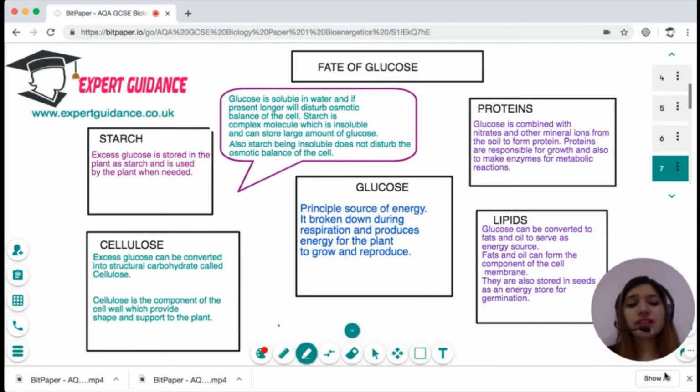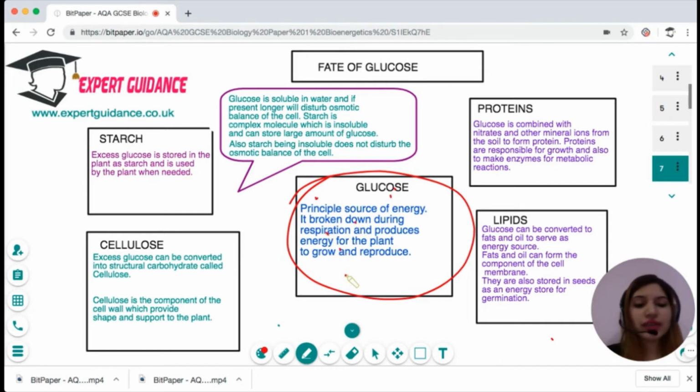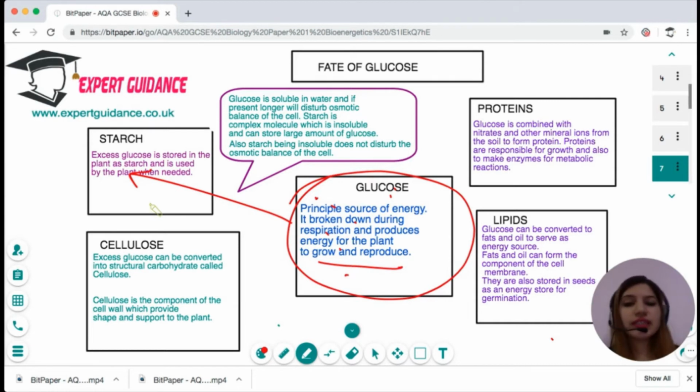Now the question is, the glucose that is made in photosynthesis, what happens to that glucose? What is the fate of this glucose? Now this is the slide that summarizes the different ways in which the glucose is used up. The first basic way is it's the fuel for the cells. It's the fuel for the living organism. So this glucose is broken down during respiration and gives energy to the plant to carry out its daily activities, grow and reproduce. The excess glucose is stored as starch, and starch is used up as a reserve food whenever it is needed by the plant.